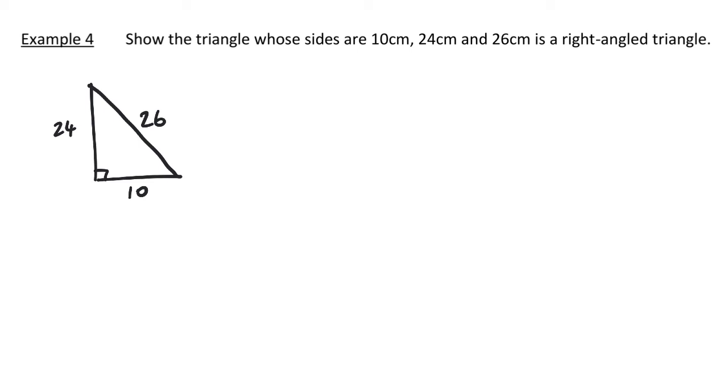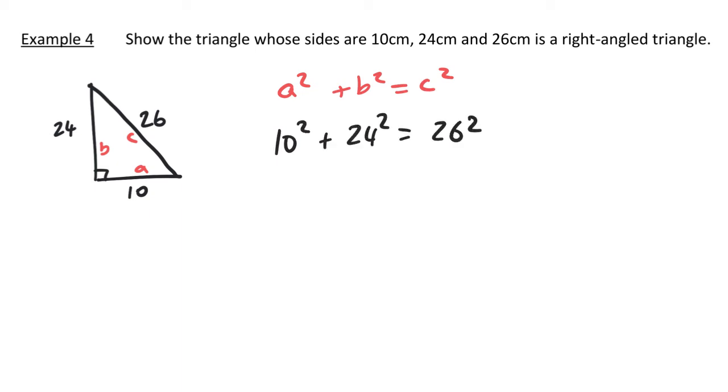So if this is a right angle triangle, then Pythagoras theorem holds. So then a squared plus b squared will equal c squared. C is the hypotenuse, so then it'll be the side 26. So let's fill in these values. And we'll have 10 squared plus 24 squared equals 26 squared.